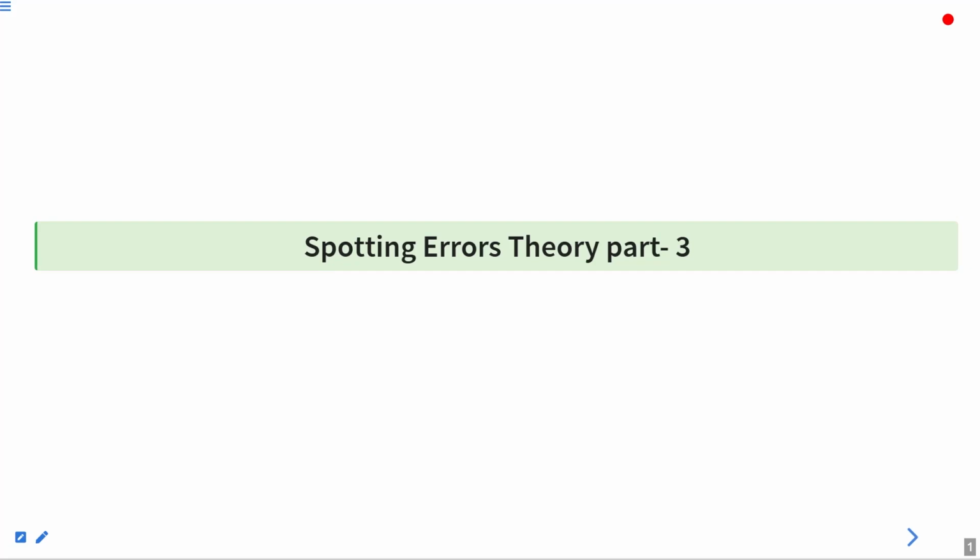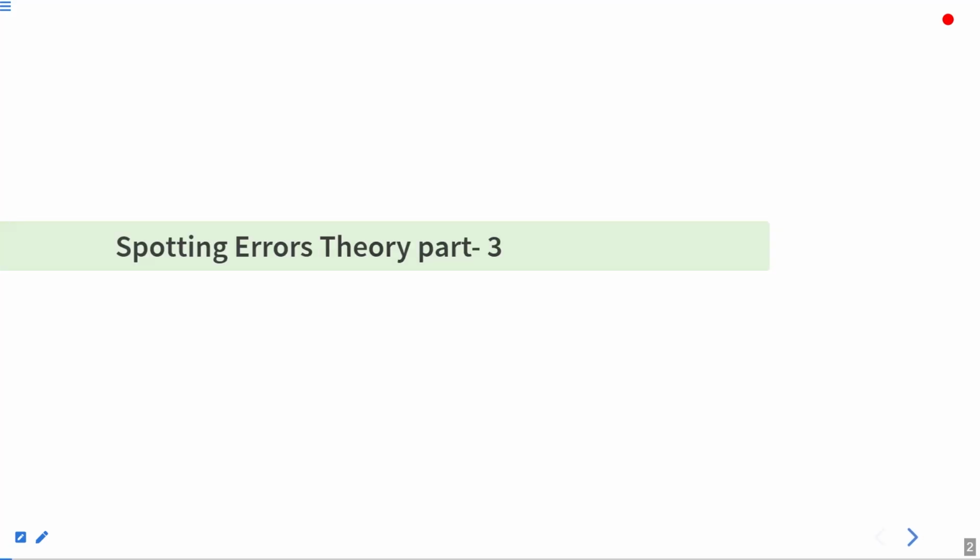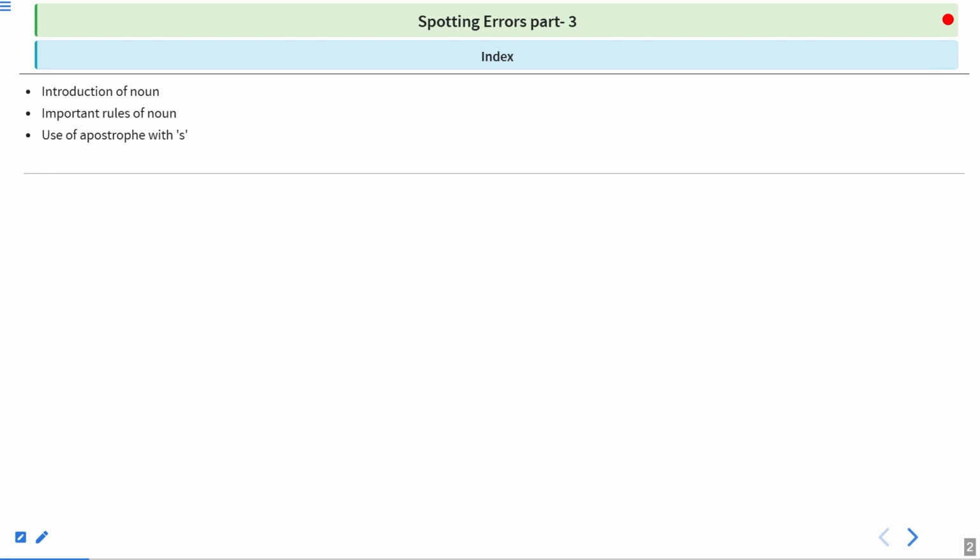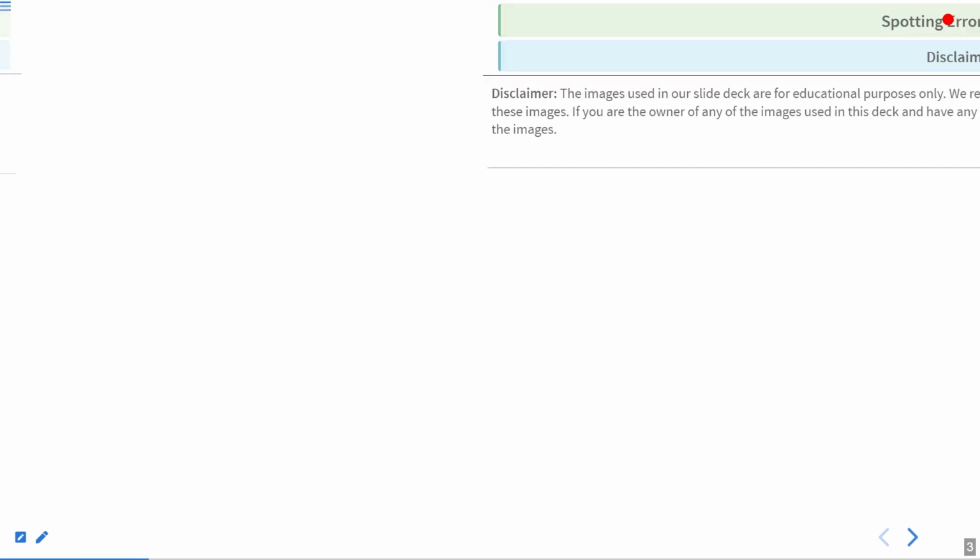Hello everyone, in today's session we are going to discuss spotting errors theory part 3. Let's begin. First of all, read the index: introduction of noun, important rules of noun, use of apostrophe with s. I hope you have understood.